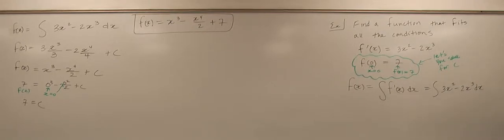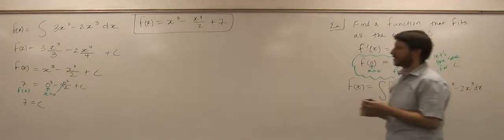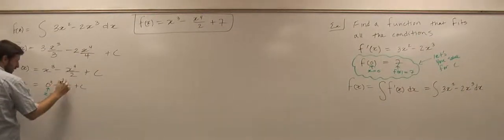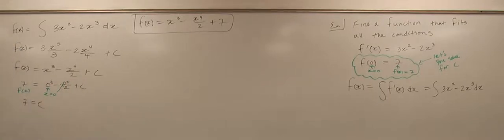On that last f of x line, is that supposed to be 0 to the 4th? Oh, to the 4th, thank you. I was just putting in 0 here, so there's no reason to change it to the square. Thank you.